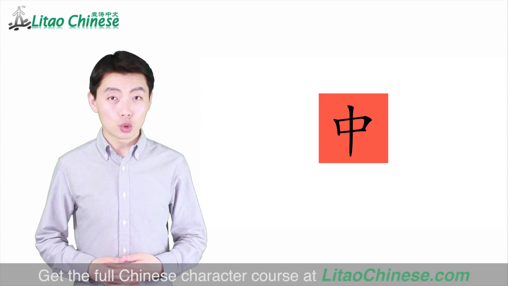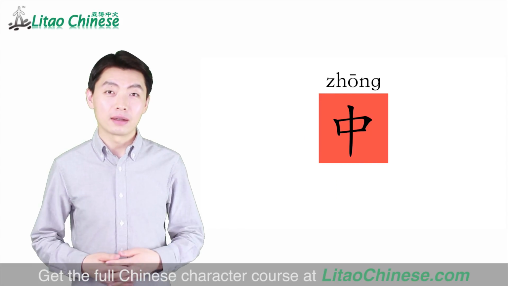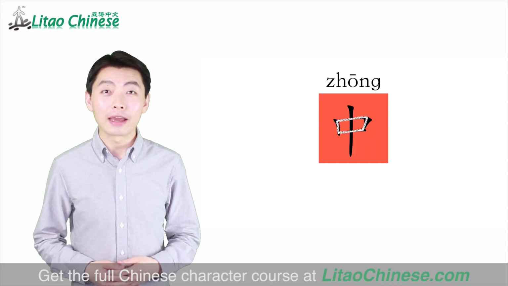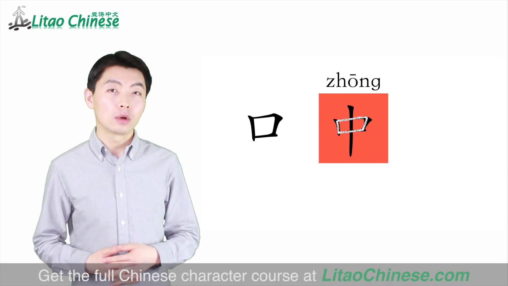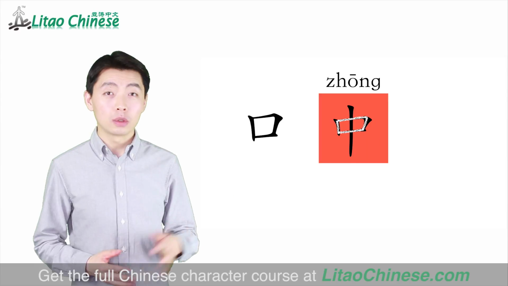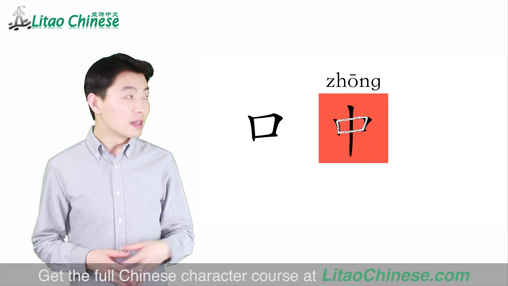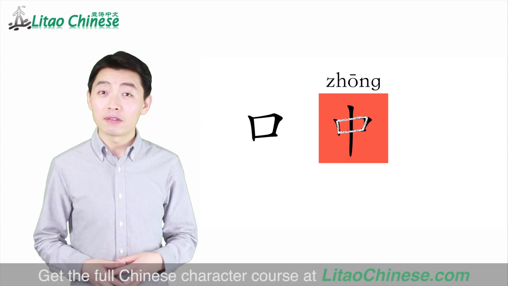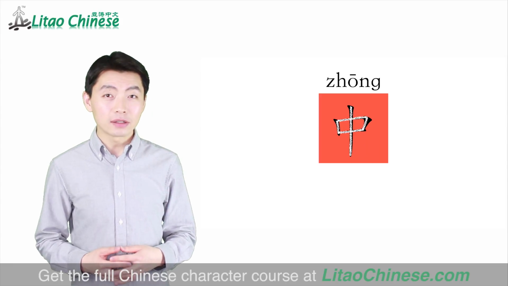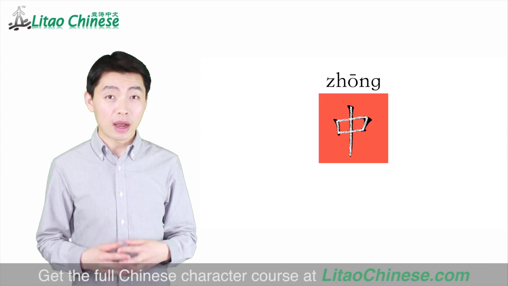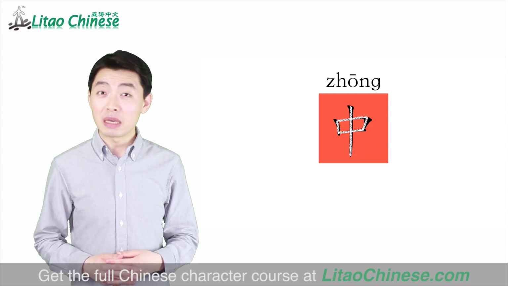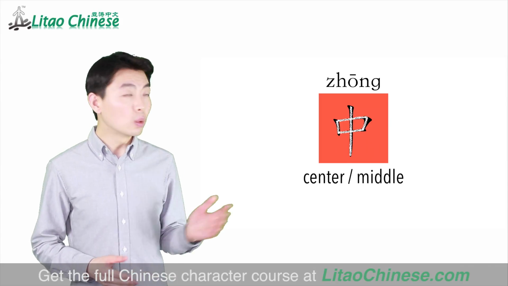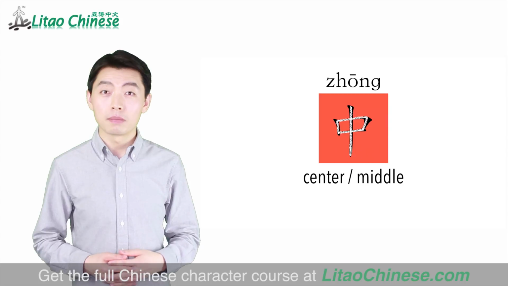This character is zhong. Notice that the rectangular part in this character is not exactly the same as the character kou we have just learned. The character kou looks more like a square. This rectangular part here represents an area, and the vertical stroke shu passes through the center of this rectangular area to indicate the meaning of center or middle. So the character zhong means center or middle.